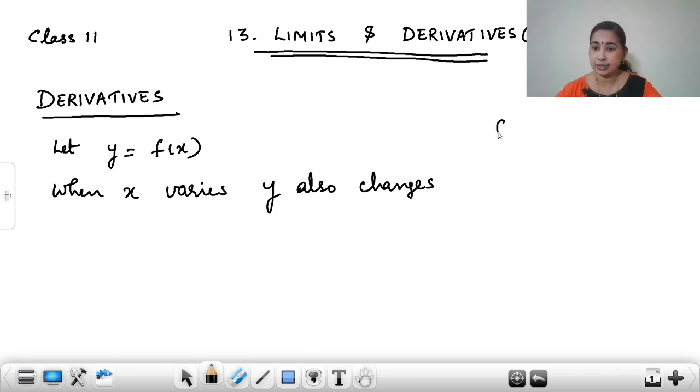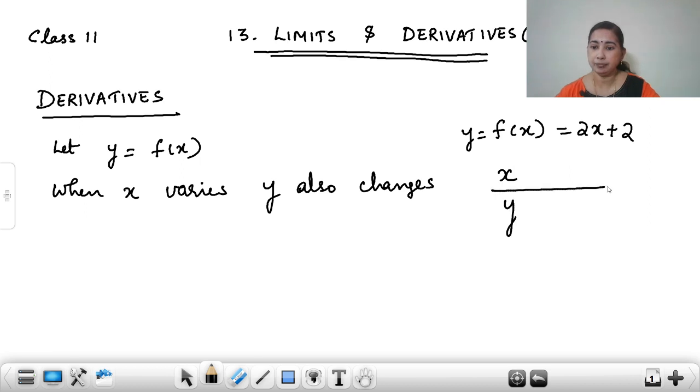So let us take one example, that is f of x, let it be 2x plus 2. When I am giving a value for x, a corresponding change will be there in f of x or y. So let it be x and y. Let x equal to 0. So what happens to the value of y? y is equal to 2. When x equal to 1, 2 into 1 plus 2, that is 2 plus 2, that is 4. So when x is changing, y also changes.